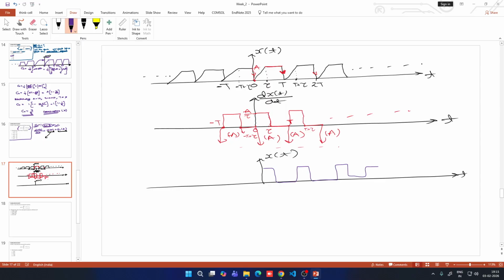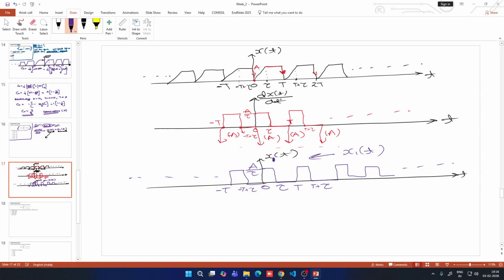This will repeat like this. Zero, tau, t, t plus tau. Similarly minus t plus tau. And here the amplitude is a by tau. So this is x1 of t. Sorry, I forgot to put x1 of t. So this is our x1 of t.